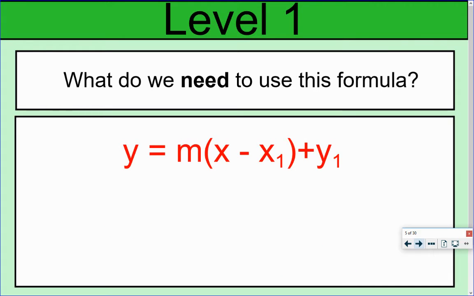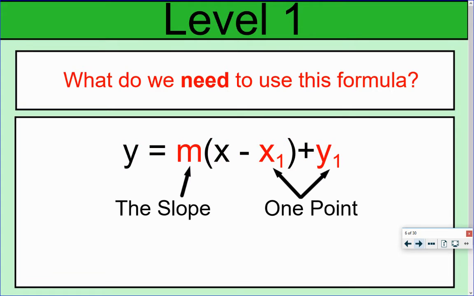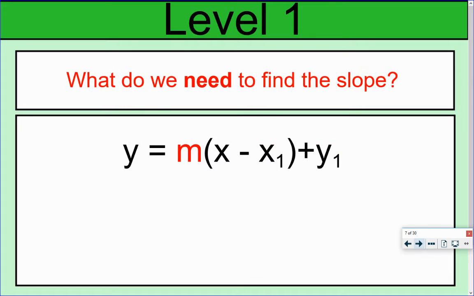So we're going to start with what do we need to use with this formula? What are the two pieces of information that you need? Well, first you need a slope. Okay, so we have to have the slope, that's what M stands for. And then we need one ordered pair. So don't get confused by the little ones right here. It just means that we need one ordered pair and that they need to be from the same ordered pair.